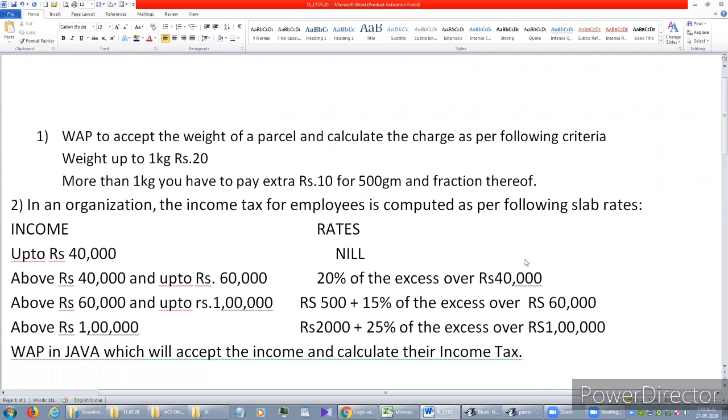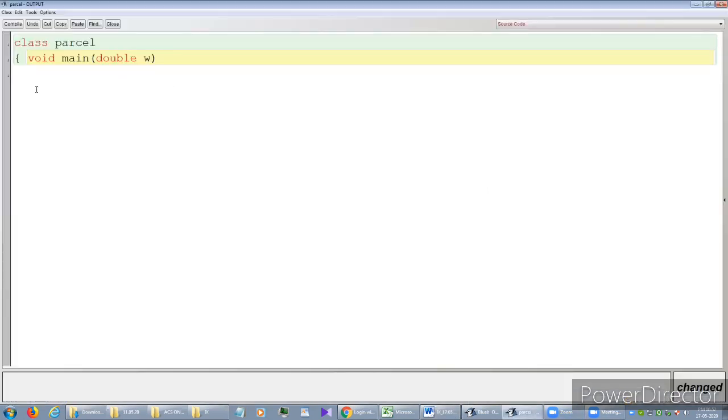Okay. Sonal? Sir, one question. Yes, Sonal. Sir, when you are writing the program, why have you written void main double W? Definitely, I'll explain. Apart from this, did you understand the question? Yes. Then Sonal, Isha, yes, sir. Okay, now we directly move to this point.